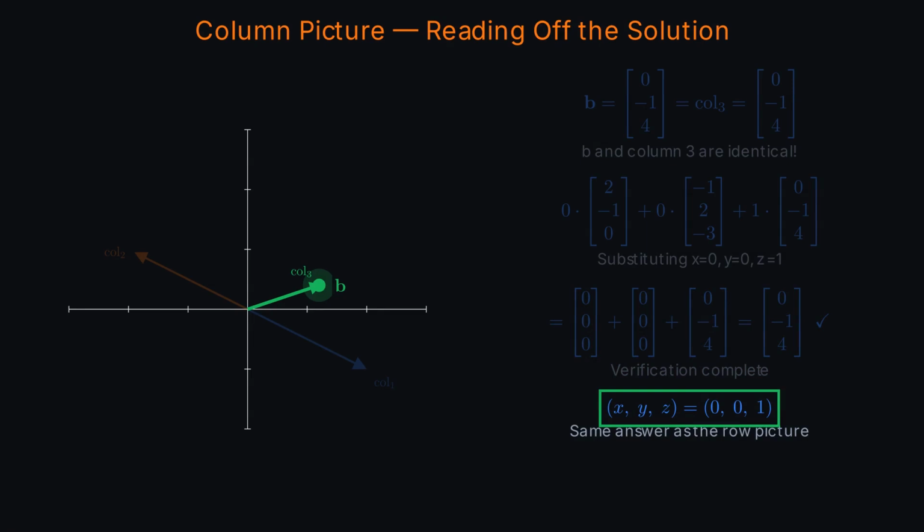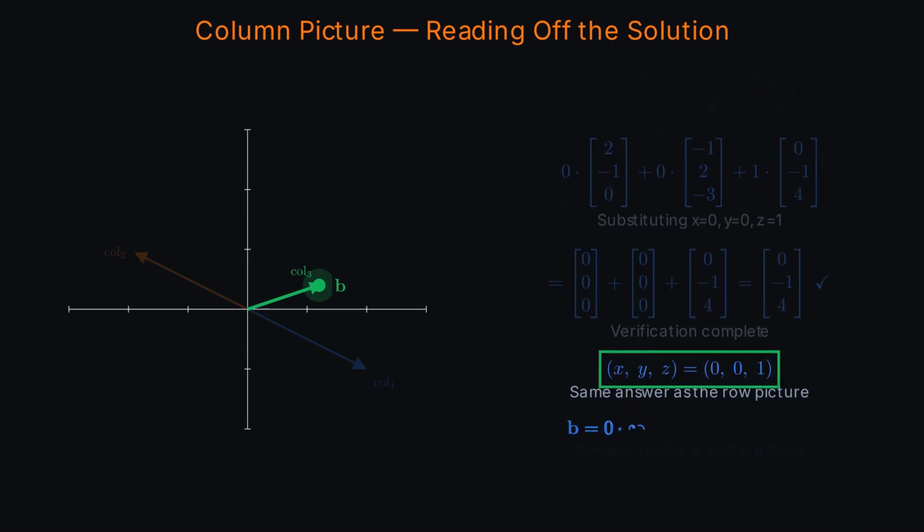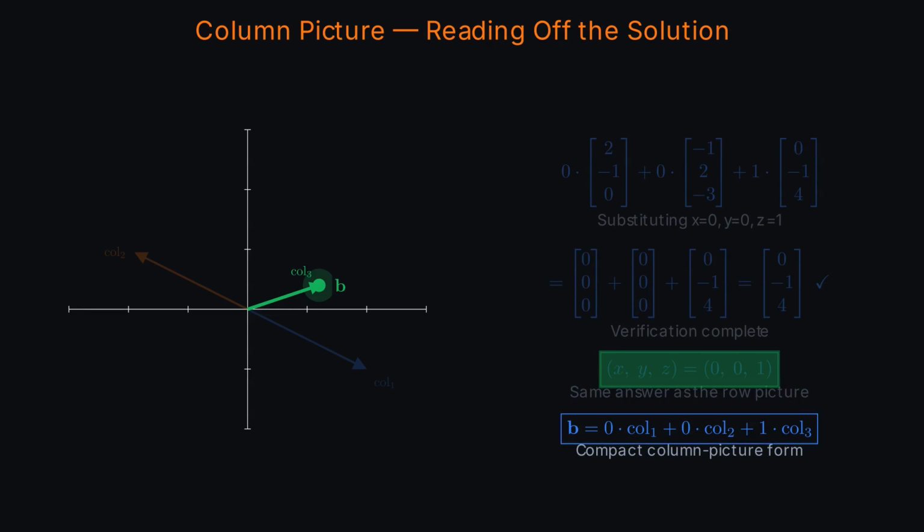The solution reads off immediately. X equals 0, Y equals 0, Z equals 1. Same answer as the row picture. In the diagram, only the third vector lights up. It lands directly on B. We can write this compactly as B equals 0 times column 1 plus 0 times column 2 plus 1 times column 3.